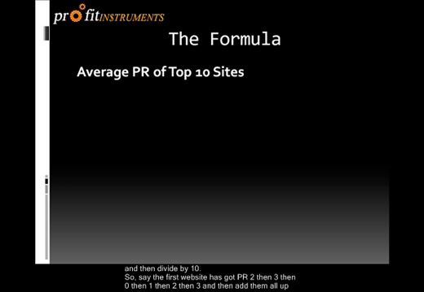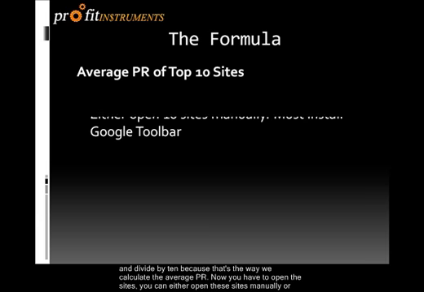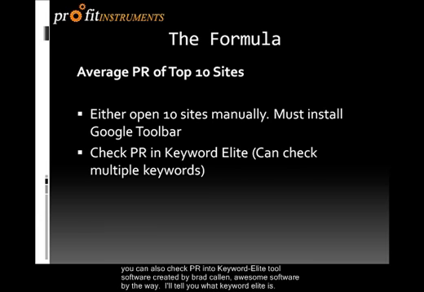So say the first website has got PR 2, then 3, then 1, then 0, then 1 and 2 and 3, and just add all of them up and divide by 10, because that's the way we calculate the average PR. Now you can either open all these sites manually, or you can also check PR in the Keyword Elite tool software. It's an awesome software, by the way. I'll tell you about Keyword Elite. Basically it's all covered in the quick match technique that I will reveal later.